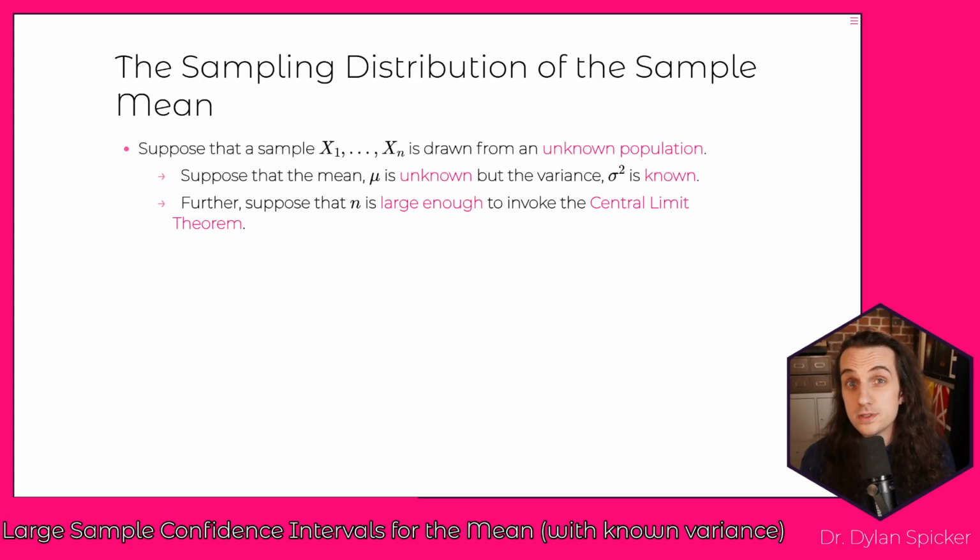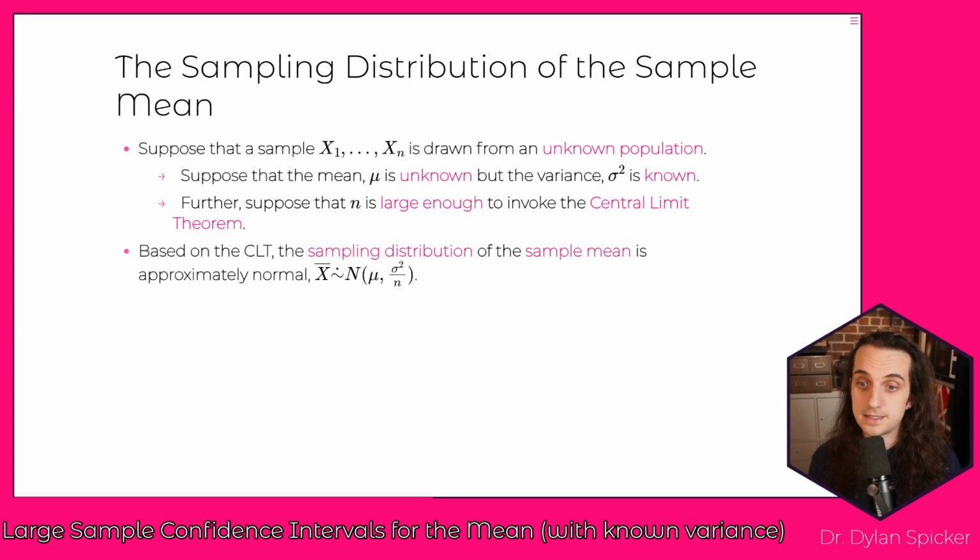In order to use the central limit theorem, we need to assume that n is large enough to invoke it. And so again, this might mean that we take n to be greater than or equal to 30 if we have some sense that the population is approximately normally distributed. If we really don't know anything about the population at all, we might want a slightly larger n, maybe around 100, to invoke this. But either way, we're going to assume that we have a large enough sample so that the central limit theorem actually applies.